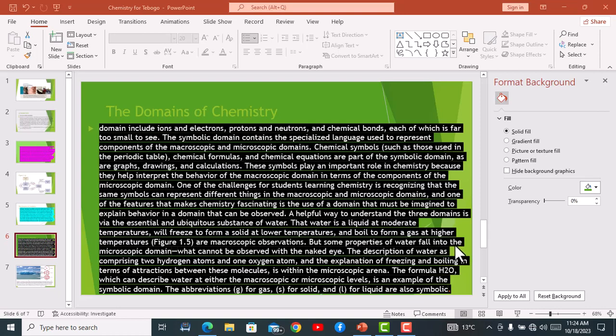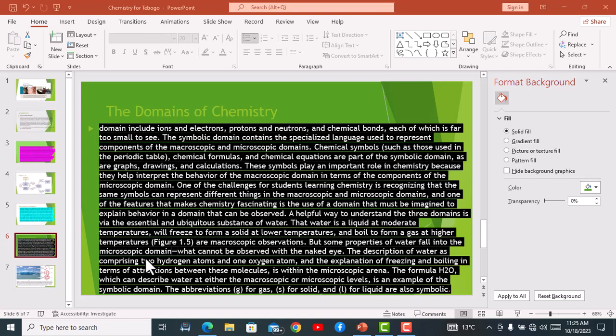But some properties of water fall into the microscopic domain. What cannot be observed with the naked eye? Very, very important. So that which we see in the macroscopic view, that which is visible, has the macroscopic view and the microscopic view. For example, they say here, but some properties of water fall into the microscopic domain. So water as a liquid is the macroscopic view, but the properties of water in the microscopic view require that you go into the world of the very small in order to see what is happening in terms of the properties of water.